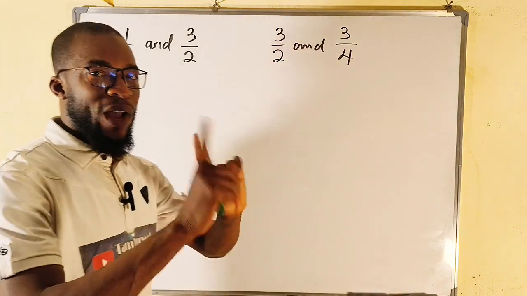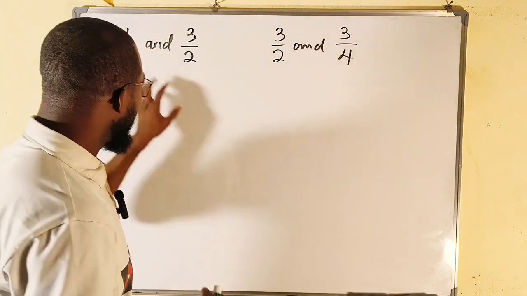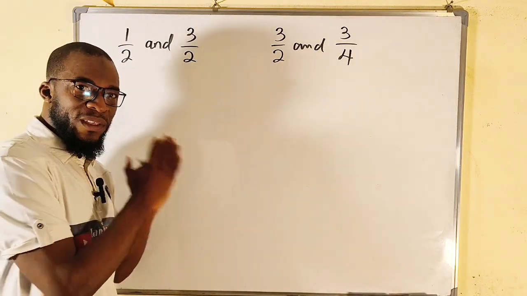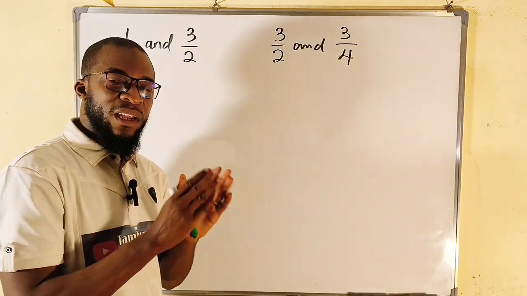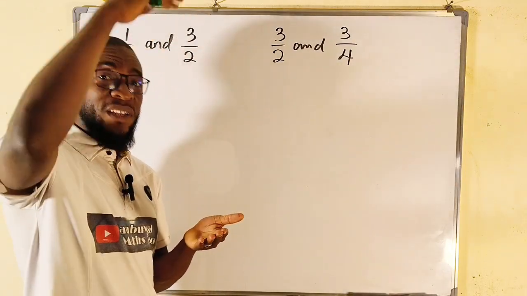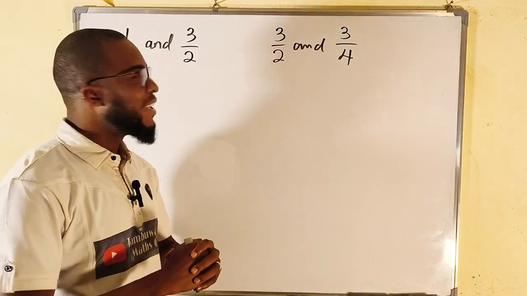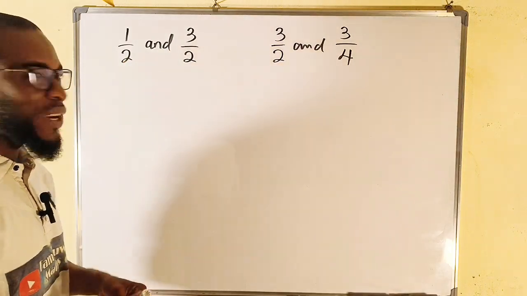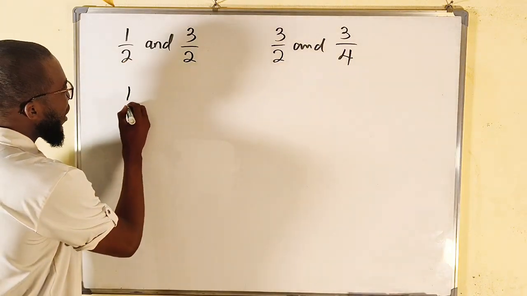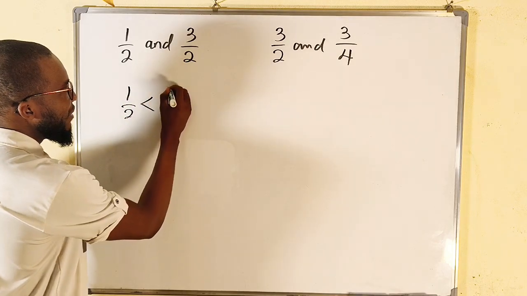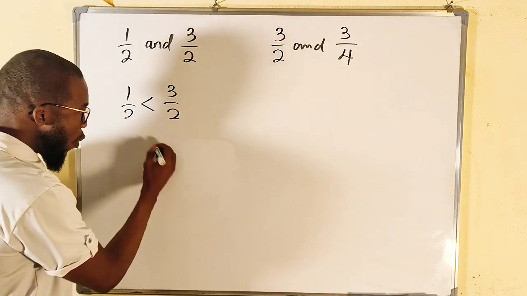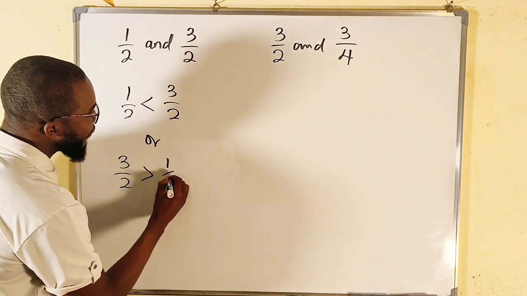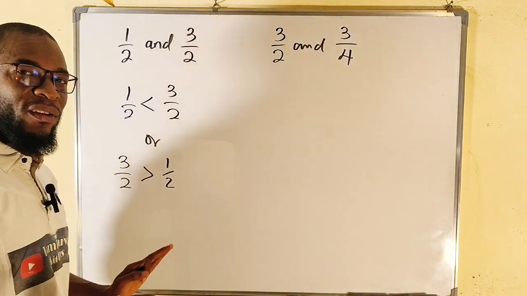Whenever you have two or more fractions of the same denominators, you can see these ones have the same denominator, 2. So whenever you have this situation, you should know that the fraction with the greater numerator is said to be the greater. So in this case, 3 over 2 is greater than 1 over 2. So how do you write it? You can either write it as 1 over 2 less than 3 over 2, or you can write it as 3 over 2 greater than 1 over 2. All these two are correct.